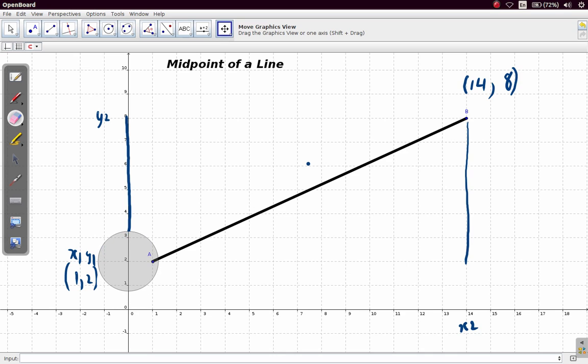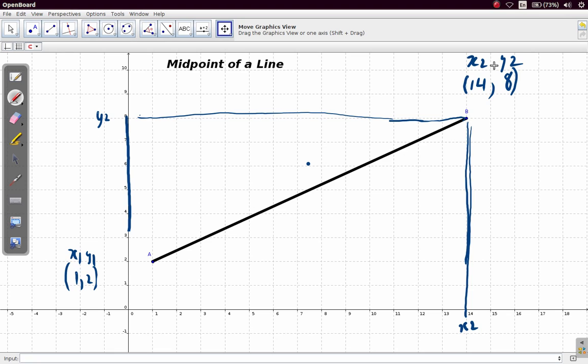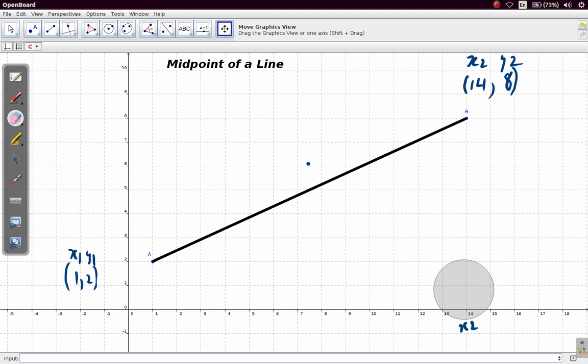Get rid of part of this, and then this point here is our y2 that corresponds with what you have at B, and our x2. So x2, y2. Good. So we know exactly where we are.